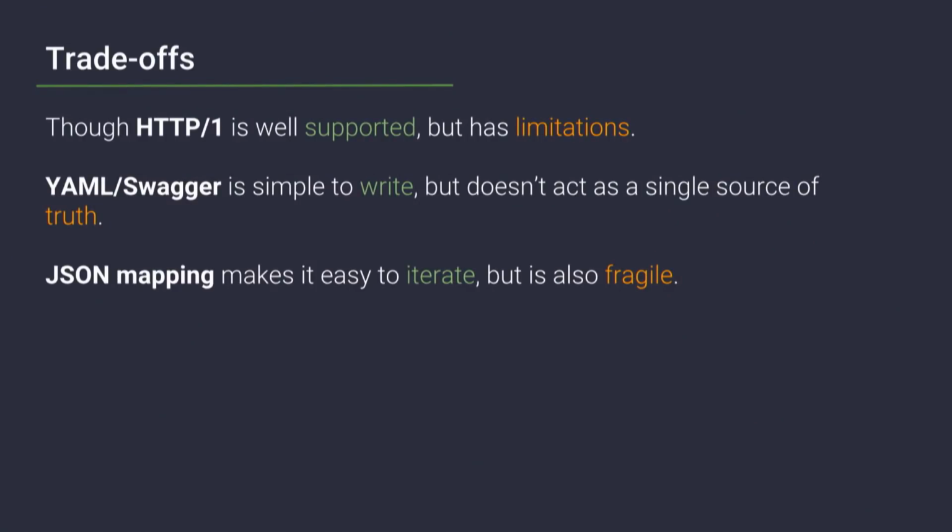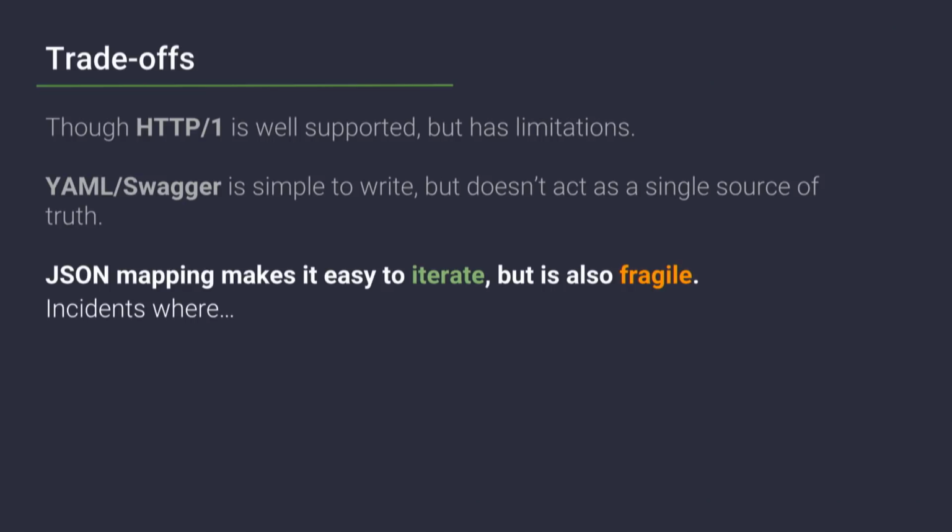The third point I want to make is that JSON mapping is really easy to iterate on. It's basically adding one line of code if you want to add a new field to your model or add some new data, but it's also pretty fragile. That's the one I want to focus on for the time being. We've had incidents in the past where the server will send unexpected data, and we won't find out until runtime because there's no real way to find that out at compile time. So we won't be able to decode these models, and we'll just get nothing back.